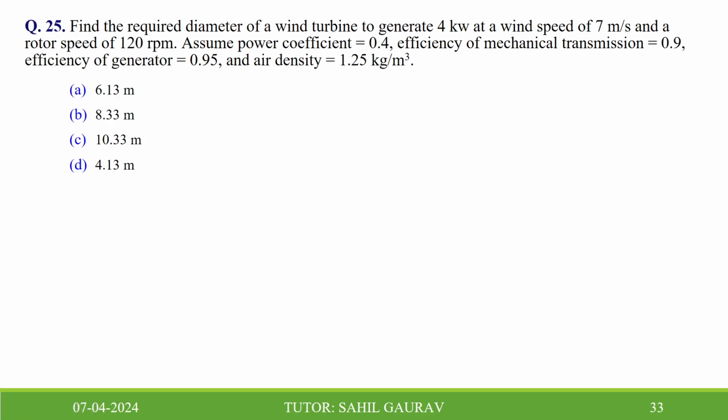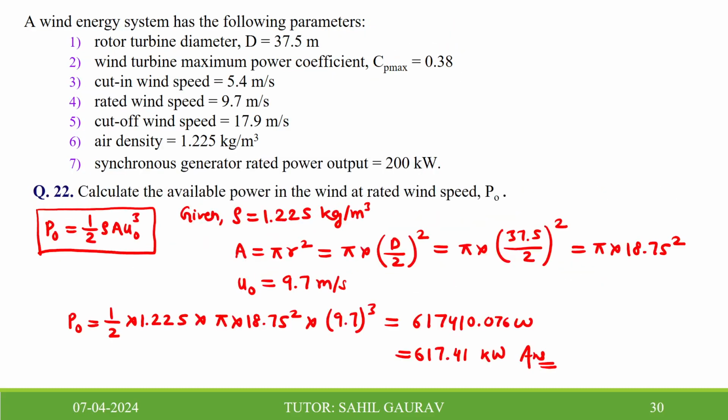Now moving to the next problem. So this common data problem is over. So this is quite easy. It just looks like a quite complex problem, but it is not that much. You have to remember two things: the available power in the wind, which we denote by P naught, and its expression is half rho A U naught cubed. You have to remember this, and you can easily get the answer.